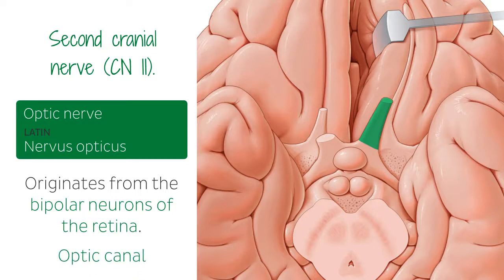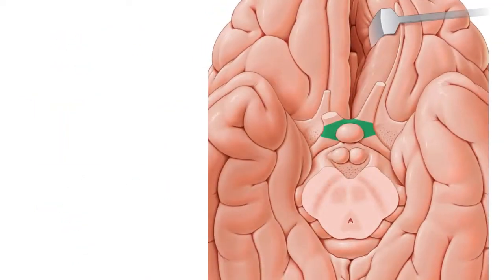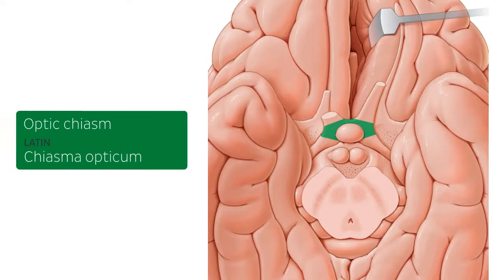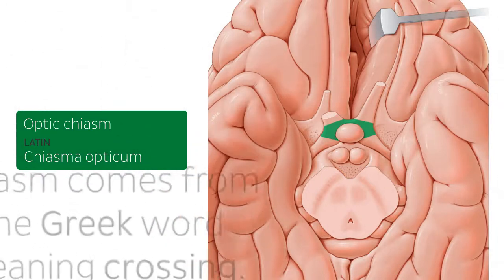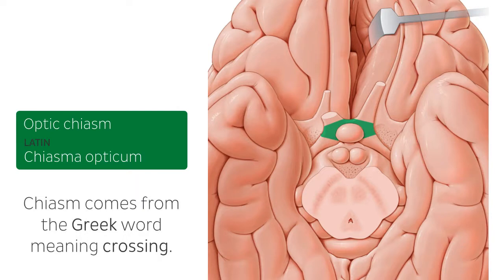The two nerves then run posteromedially and arrive at the optic chiasm, which happens to be the next structure that we're going to be highlighting here on this image. This is the optic chiasm. Now, this is located at the base of the brain just below the hypothalamus. The term chiasm comes from the Greek word meaning crossing.